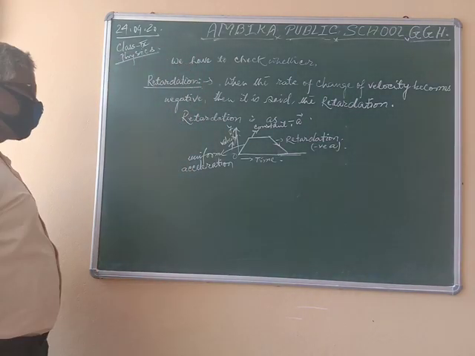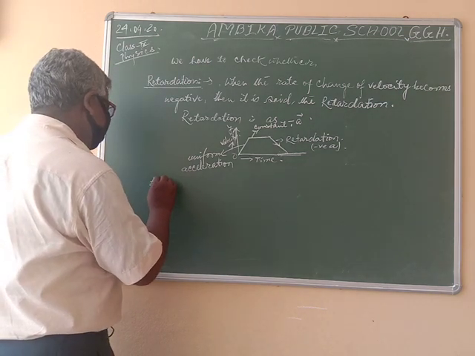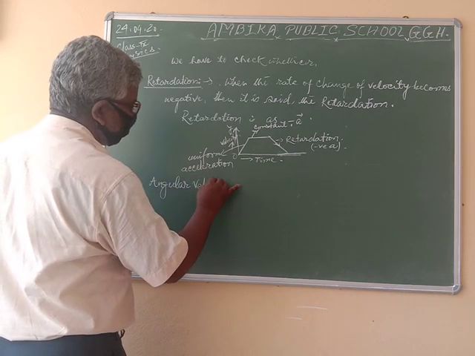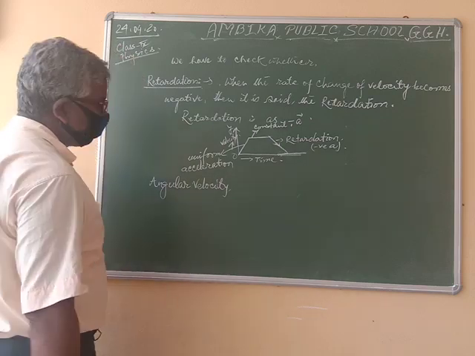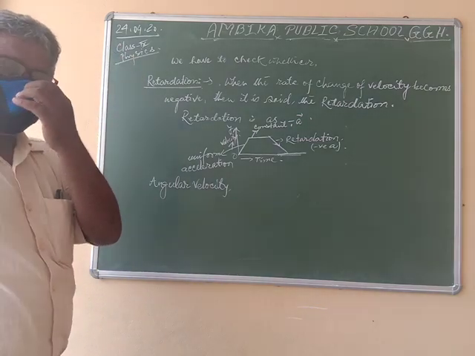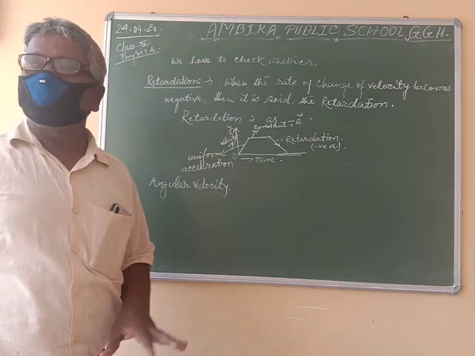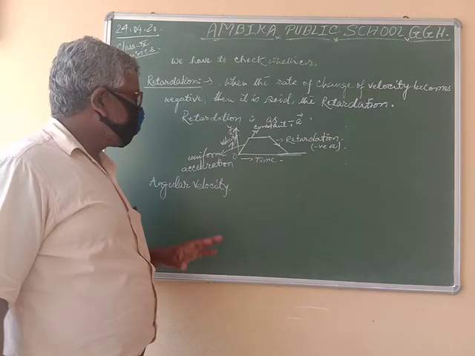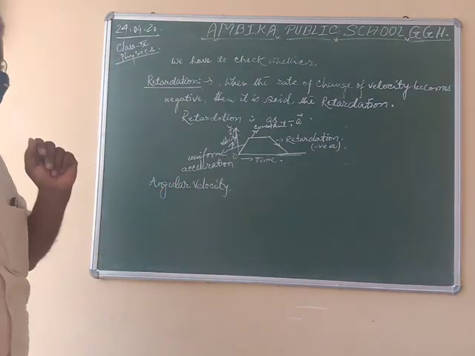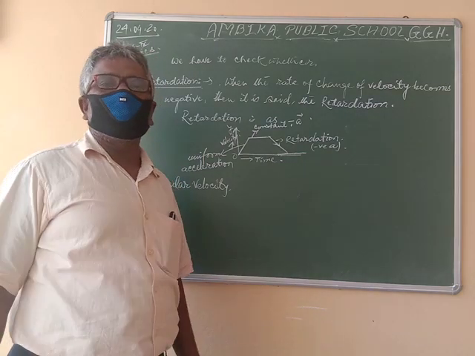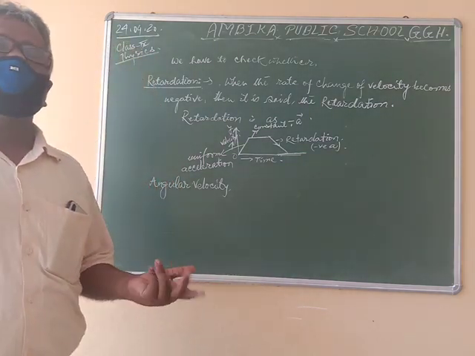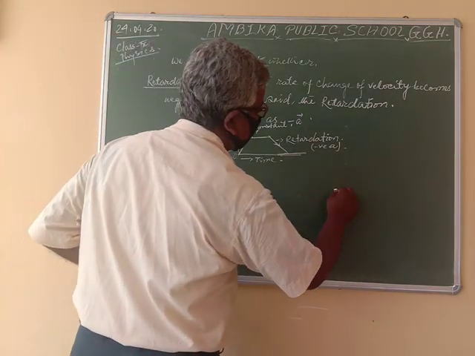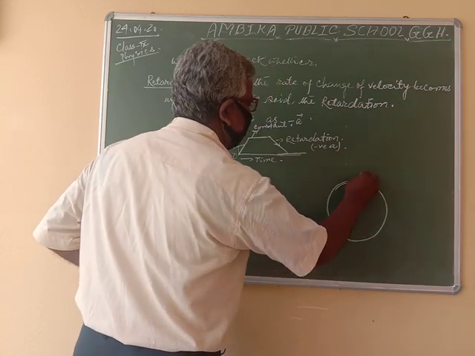Now we have to describe about the angular velocity. Before we establish a relation between angular velocity with respect to linear velocity, we will have to study what is a circular motion. When an object moves on a circular path, then it is called the circular motion. As far as angular velocity is concerned, you may watch it here.